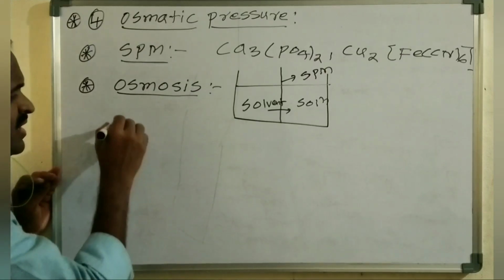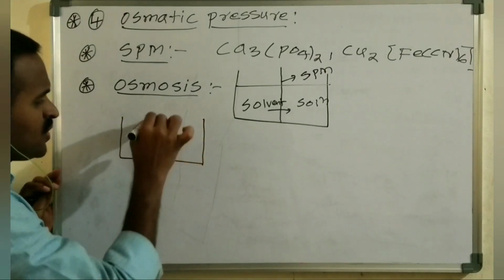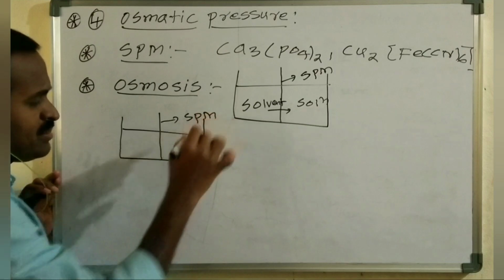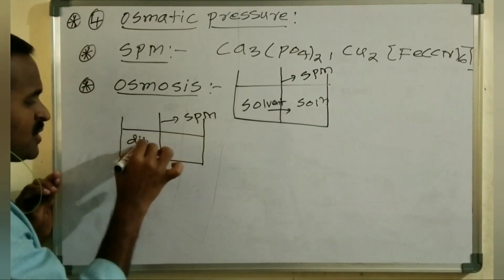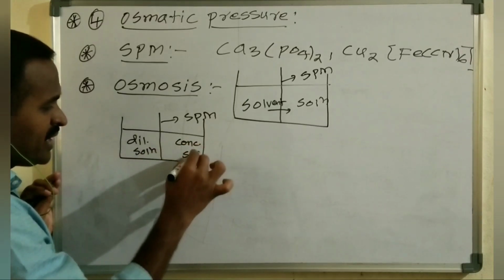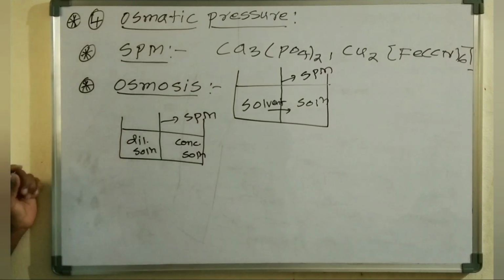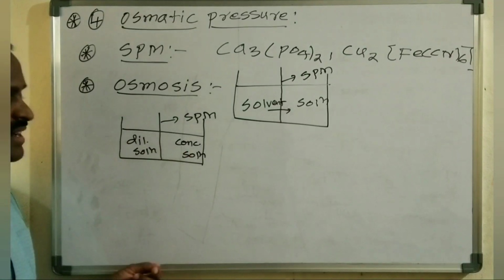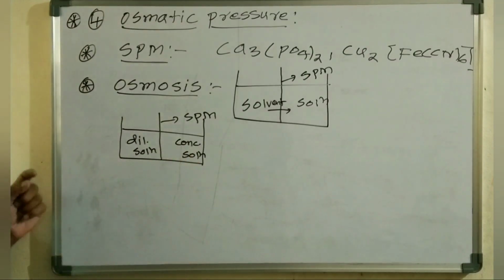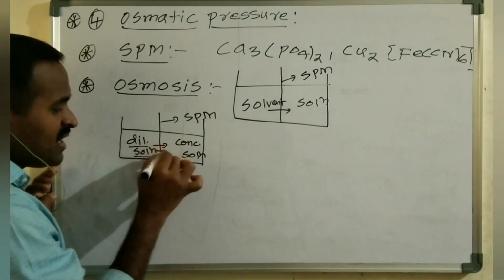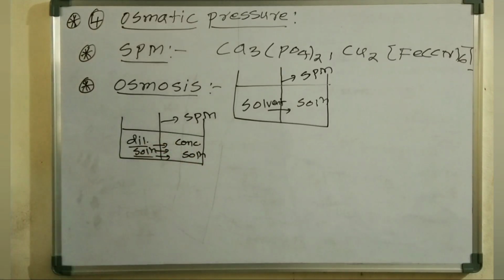Or, if you take any other case, a dilute solution and a concentrated solution are separated by a semi-permeable membrane, SPM. Here a dilute solution is one in which the solvent is more, whereas a concentrated solution is one in which the solute is more. Definitely in the dilute solution the solvent is more, so the solvent molecules start flowing towards the concentrated solution side. That spontaneous flow is osmosis.